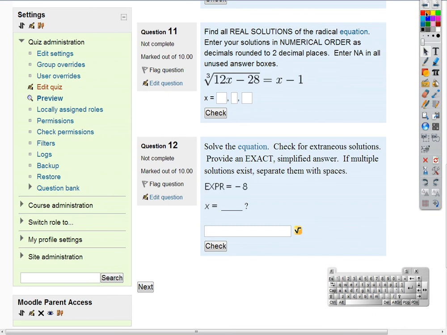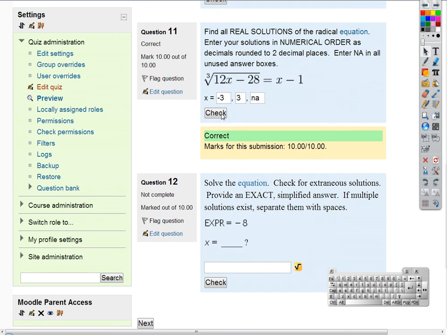Yeah, so negative 3 and then 3, and then we only get 2, right? So we can just put an NA for the last one. We only got 2 different ones. So I can go negative 3 and 3, and then the other one we just put in NA. Okay, and that didn't work. I'll just toss that one off there. That's fine. That's enough. All right, that's enough to do.